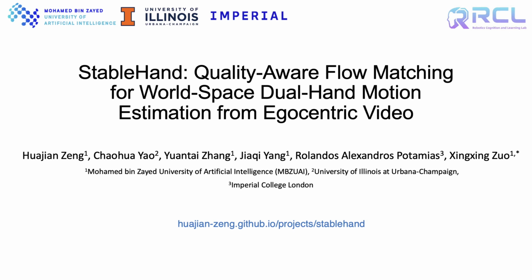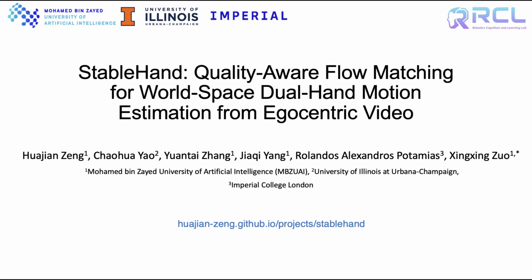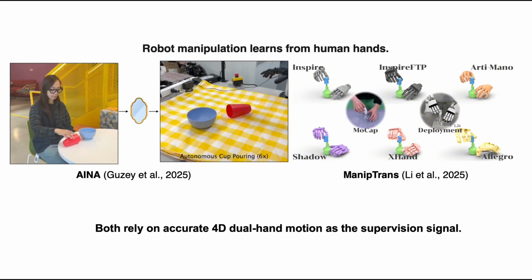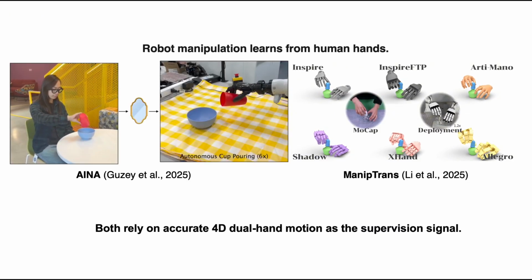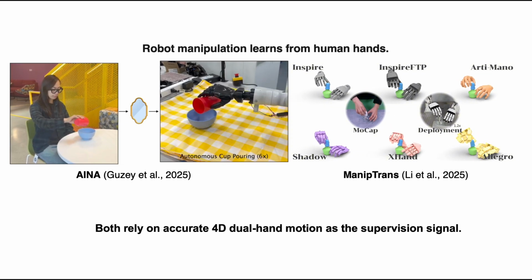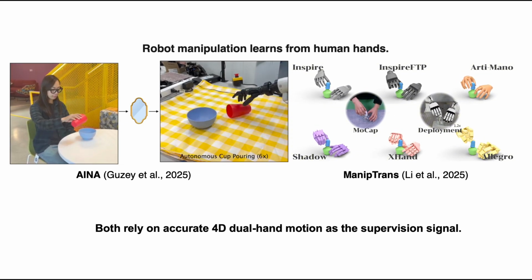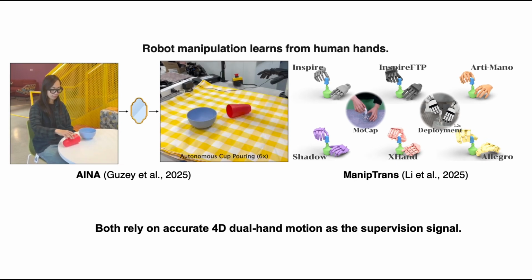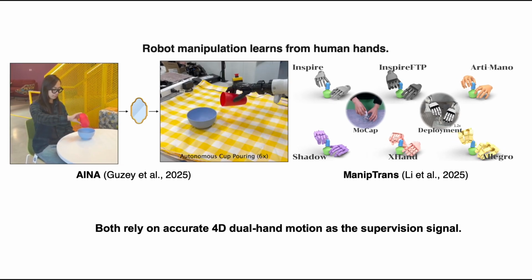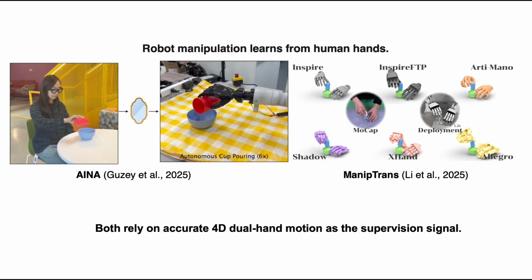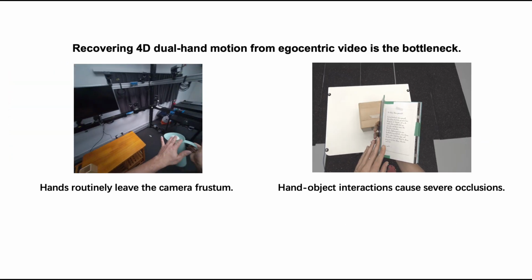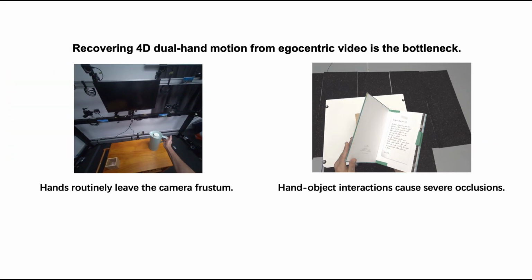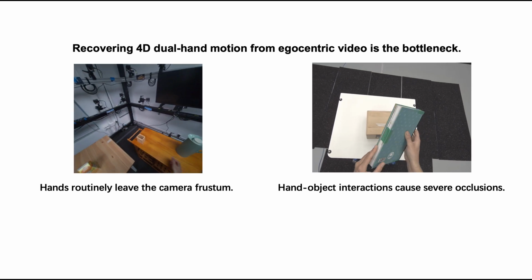We present StableHand, a quality-aware flow matching method for world-space dual-hand motion estimation from egocentric video. Recent advances in robot manipulation have scaled dexterous and bimanual skills by learning directly from egocentric human videos. These methods all rely on the same upstream signal, the world-space 4D motion of the two interacting hands. However, recovering this signal from egocentric video remains a fundamental bottleneck.